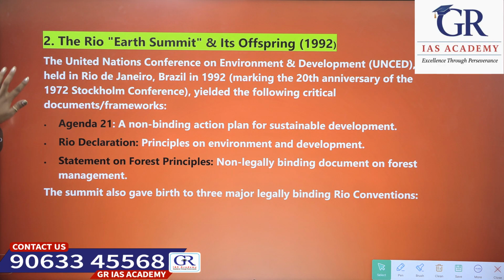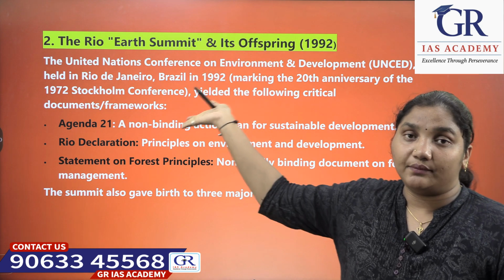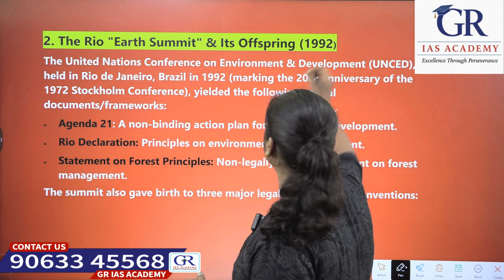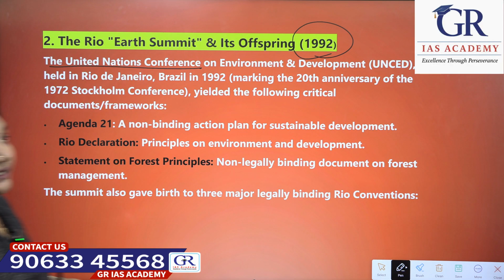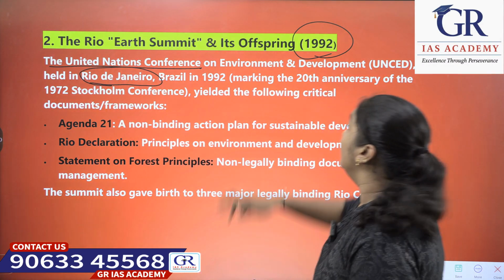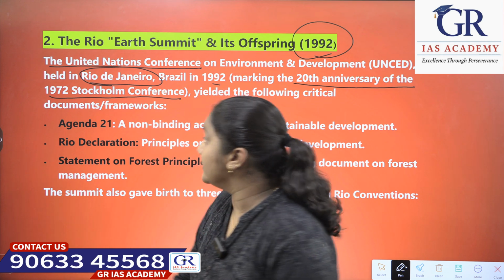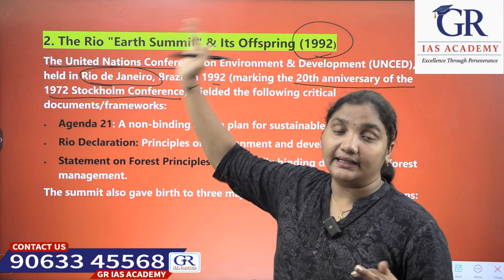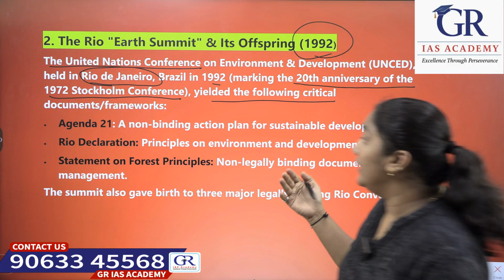Next, we'll see the summits and conventions which have come up from the start in this environmental sector. The first one is the Rio Earth Summit and its offsprings, in 1992. The United Nations Conference on Environment and Development was held in Rio de Janeiro, Brazil, in 1992, marking the 20th anniversary of the 1972 Stockholm Conference, and it yielded the following critical documents and frameworks.